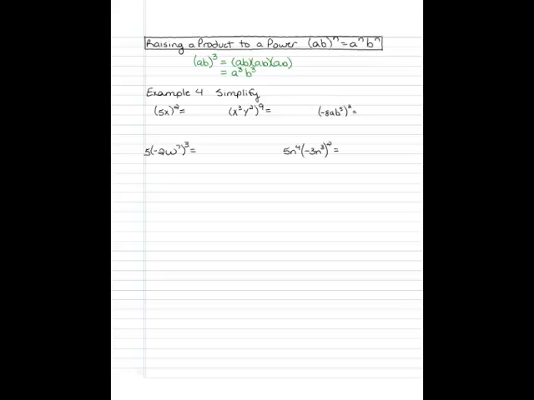So moving to example 4, we have 5x squared. The idea is you square each factor. So we'd have 5 squared times x squared. 5 squared is 25, x squared.